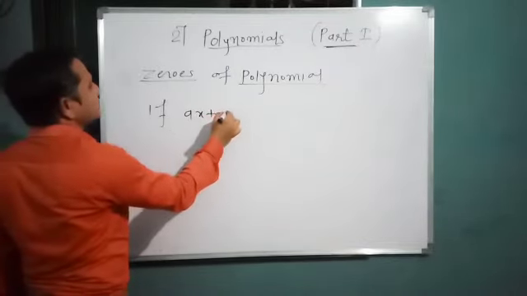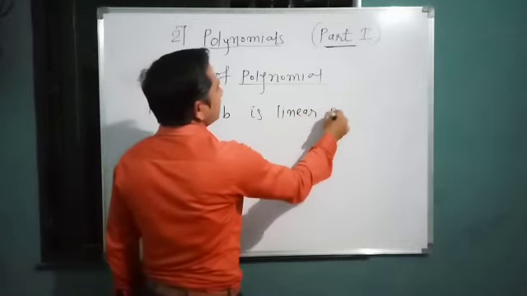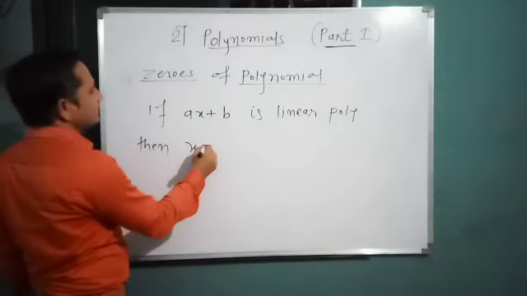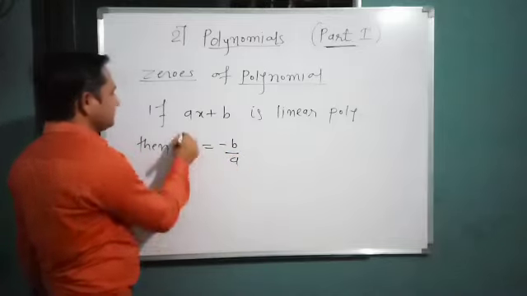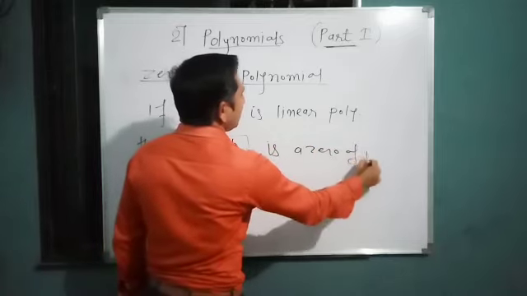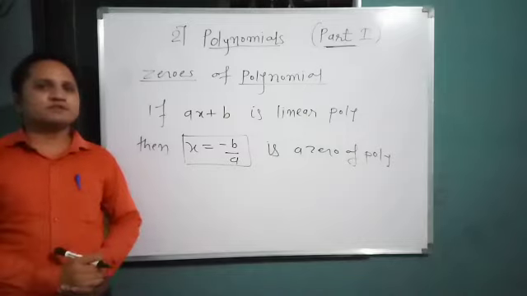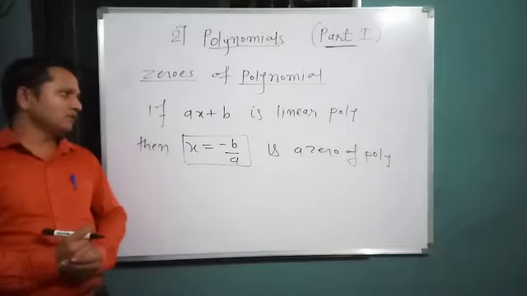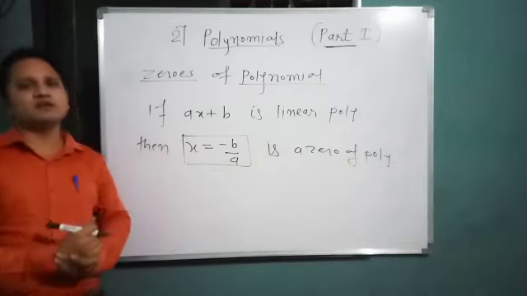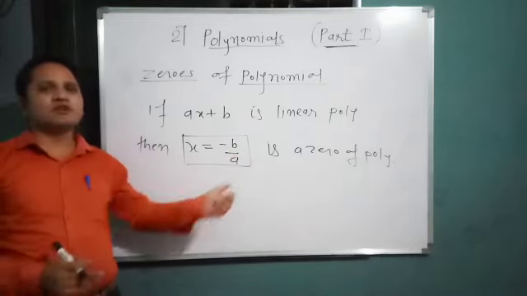If ax plus b is a linear polynomial, then x equal to minus b upon a is a zero of the polynomial. Okay. So ax plus b is a linear polynomial, then x equal to minus b upon a is a zero of the polynomial. This is the relation between zero and coefficient of variable.